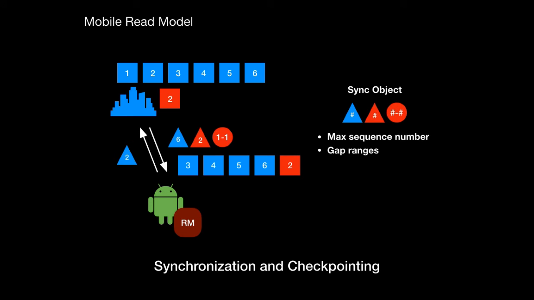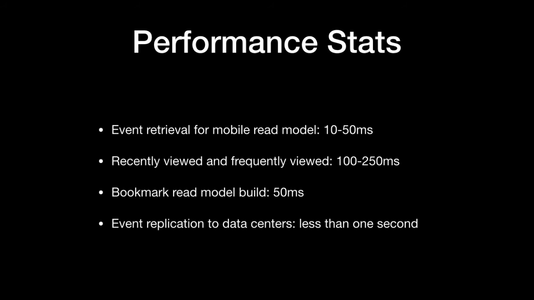All right, so let's talk briefly about performance stats. Event retrieval for the mobile read model takes about 10 to 50 milliseconds. That's what happens every 30 seconds, when the devices connect to the service in the data center and ask for any new events.